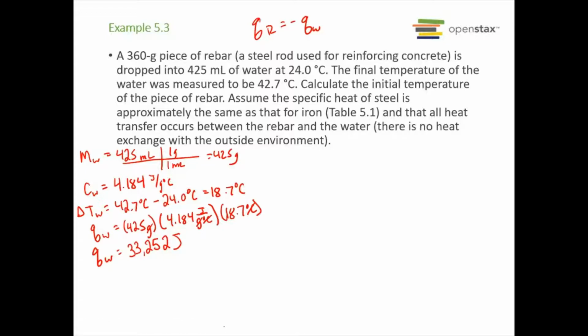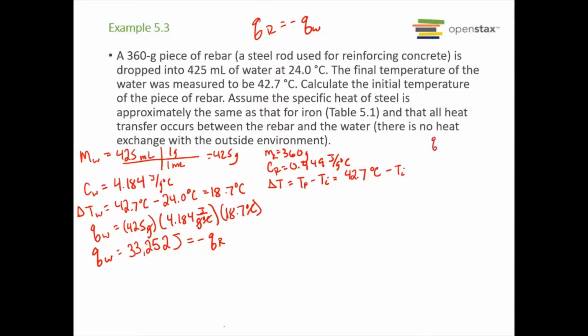So now we have a Q, this is equal to negative Q of the rebar. So now we have Q for our rebar. We know the mass of the rebar, 360 grams. We're told it's the specific heat of iron, which is 0.449 joules per gram degree Celsius. And then delta T we know is T final minus T initial. We don't know T initial, but we know T final is the same final temperature as the water, 42.7 minus T initial.